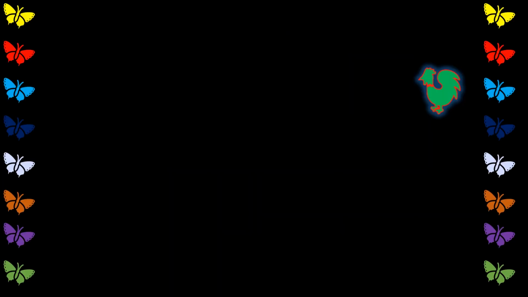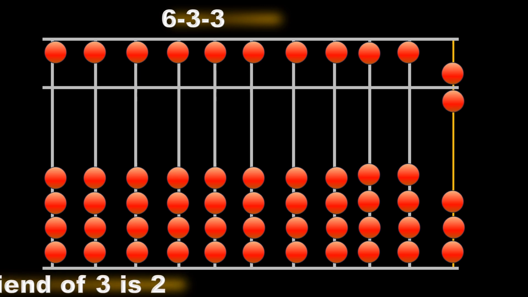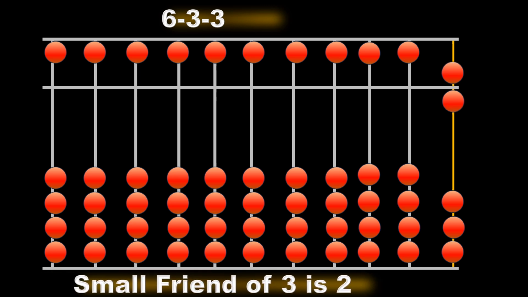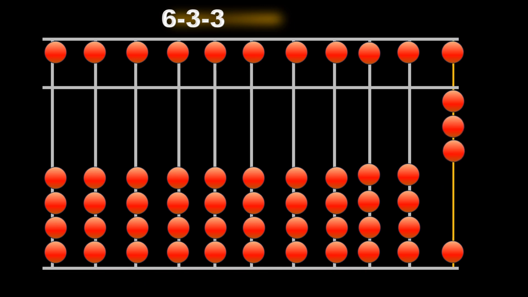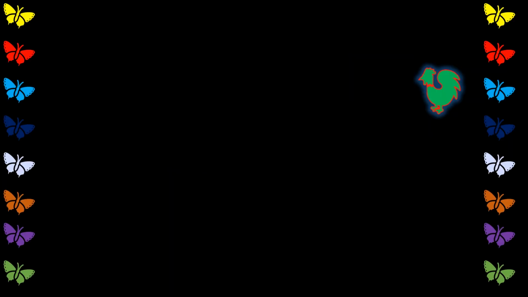The next question is 6 minus 3 minus 3. So first add 6. We added 6. Now subtract 3, we have to go for small friend of 3, which is 2. Subtract 5, add 2 lower beads. Now the third digit is subtract 3. So subtract all the 3 lower beads. The answer is 0.